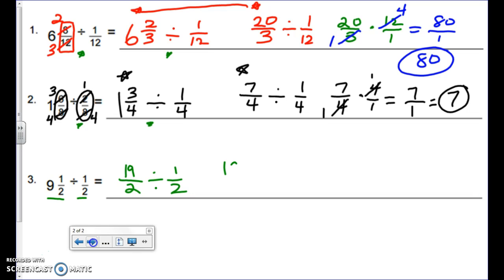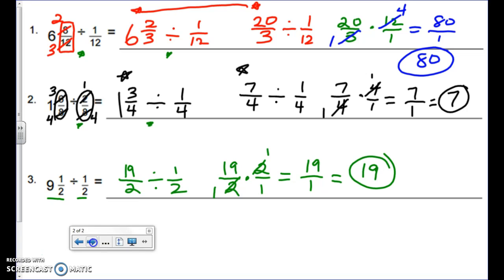Now I'm going to rewrite the problem as 19 over 2 multiplied by 2 over 1. Dividing by half and multiplying by 2 are the same thing because there are 2 halves in every whole. So here we go. Let's reduce, cross reduce, and then multiply. 19 times 1 is 19, and 1 times 1 is 1. So my best answer would be 19.